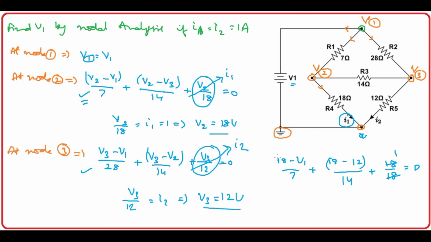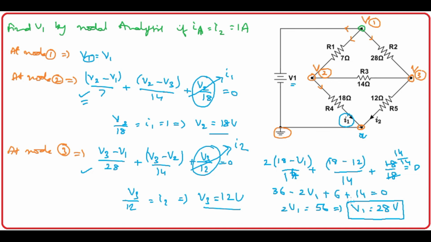Here I would like to manipulate something. It is into 2 and divided by 2, it will come 14. Here the denominator is 14, so let me make this one as 14 by 14. All denominators will go and we can simply calculate the numerator. 2 into 18 is 36 minus 2V1 plus this is 6 only, simply 6 plus 14 equal to 0. That's all. So 2V1 is equal to 56, which implies V1 is equal to 28 volt. That's all. So this is by using nodal analysis.